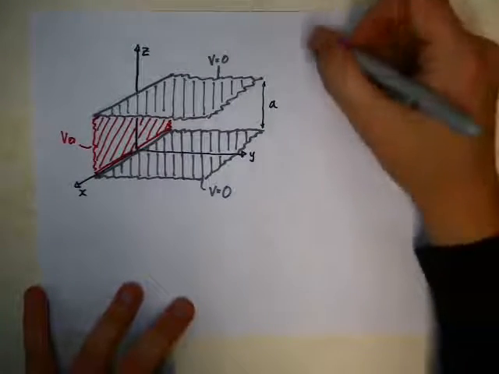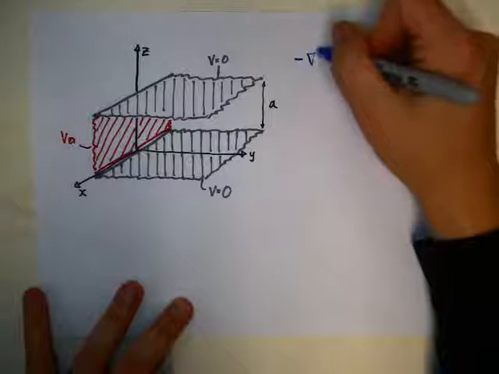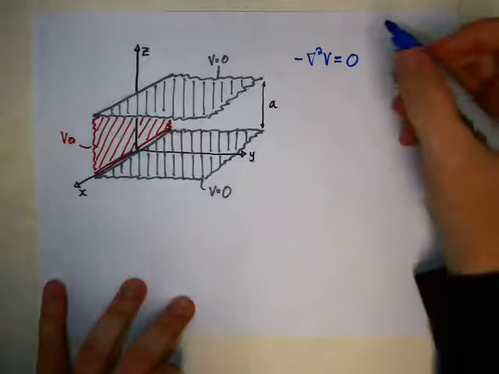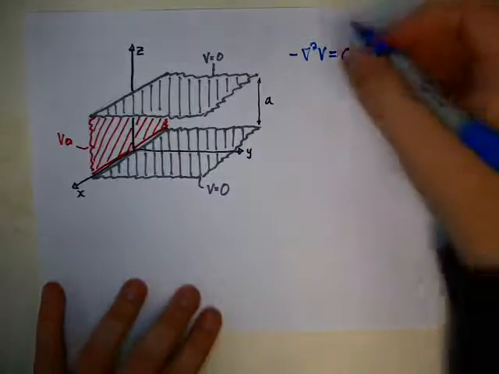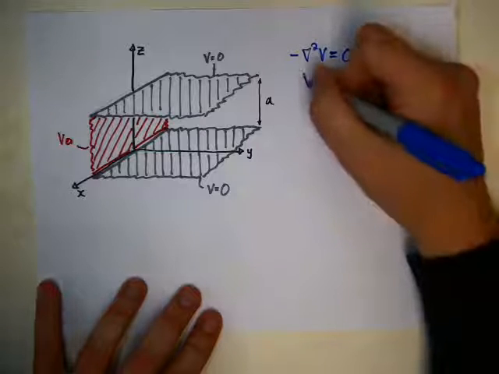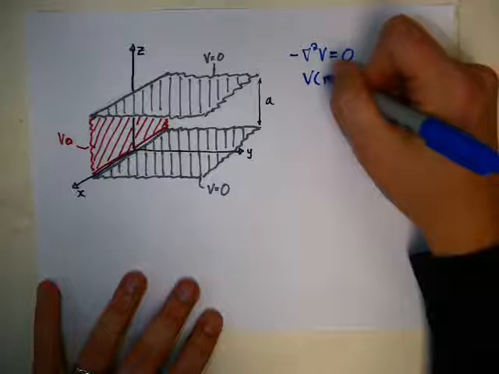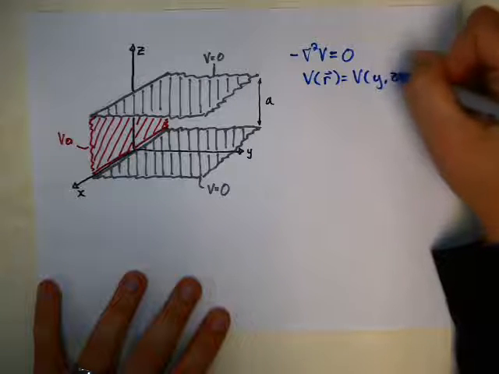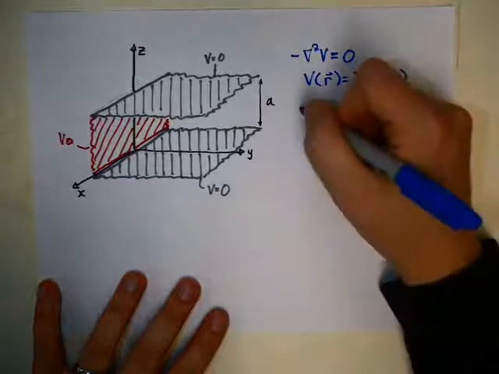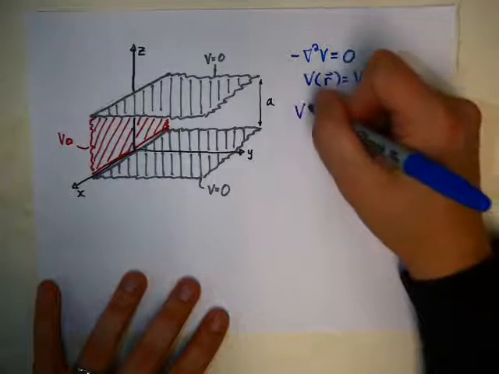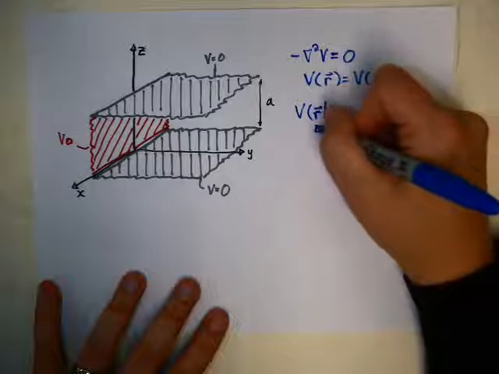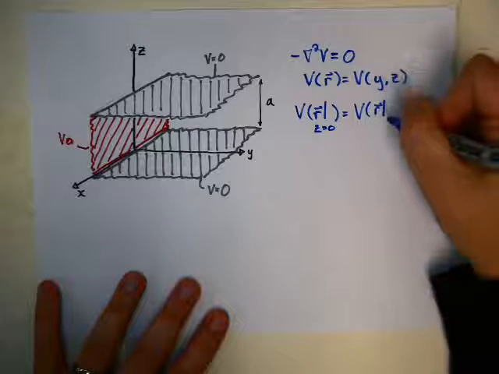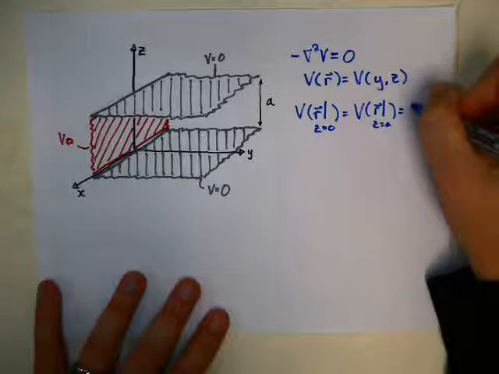Our differential equation is, of course, just the Laplace equation, and so that's going to be minus del squared V is equal to 0. The conditions that we're going to have, first off, is we're going to say it's independent of the x direction. So V of the r vector is going to be simply V as a function of y and z. And our boundary conditions, as I said before, are that V at z equals 0 and V at z equals a are both equal to 0.